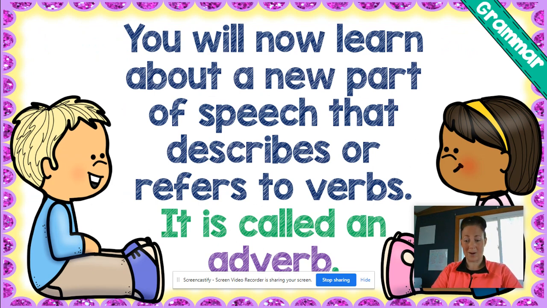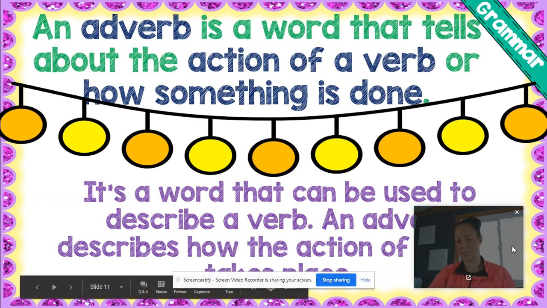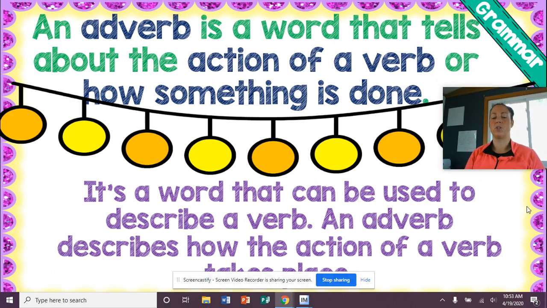So the new part of speech that we're going to talk about, which we've kind of talked about a little bit in morning work in months past, is the adverb. And an adverb is a word that tells the action of a verb or how something is done. Okay, the action of a verb or how something's done. It's a word that can be used to describe a verb. Okay, so just like adjectives describe nouns, an adverb can also describe how the action of the verb takes place. So I think on our morning work, we used to write like how much, when. Those were typically hints on how we could find adverbs.